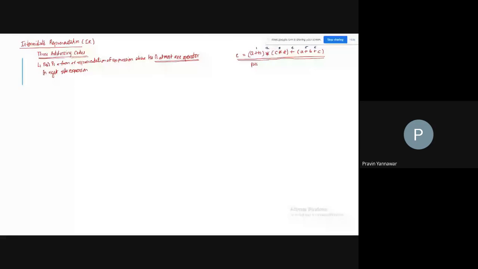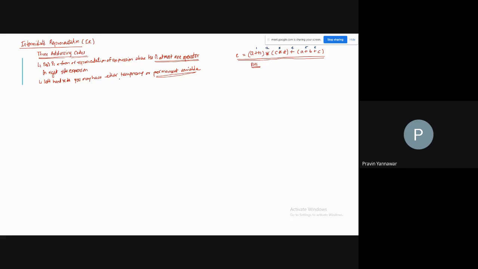Now what is going to be there on the left hand side of the expression? On the left hand side, you may have either temporary or permanent variables. Permanent variables are nothing but the variables that are present in the expression. So they are permanent variables.